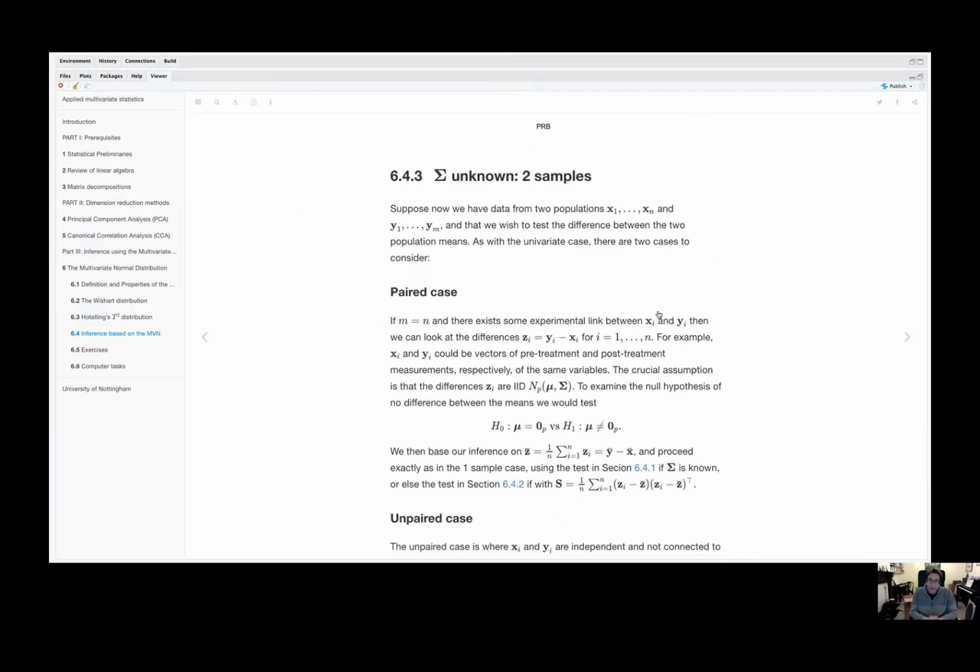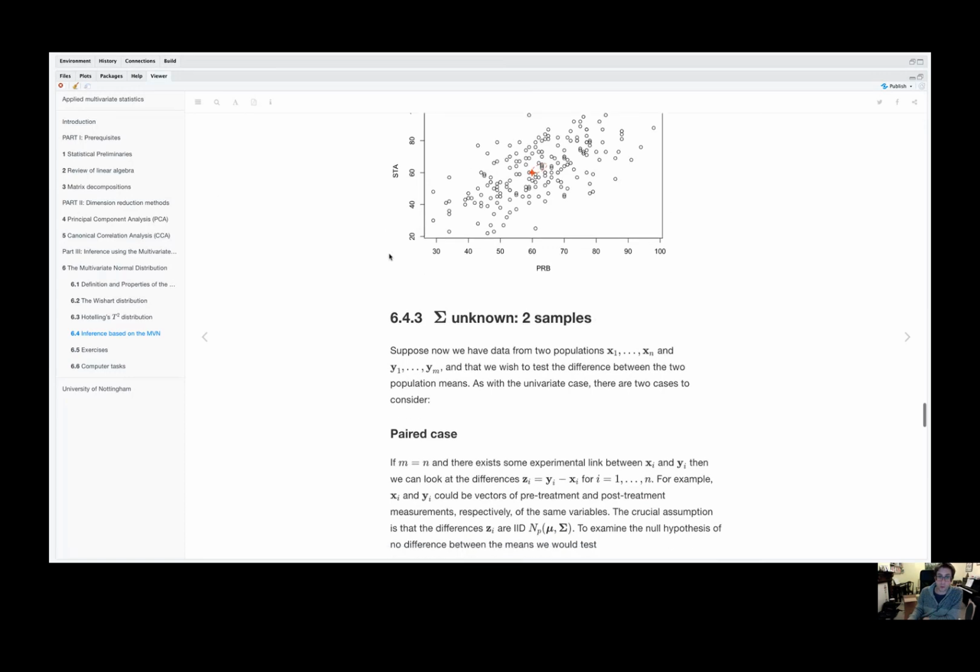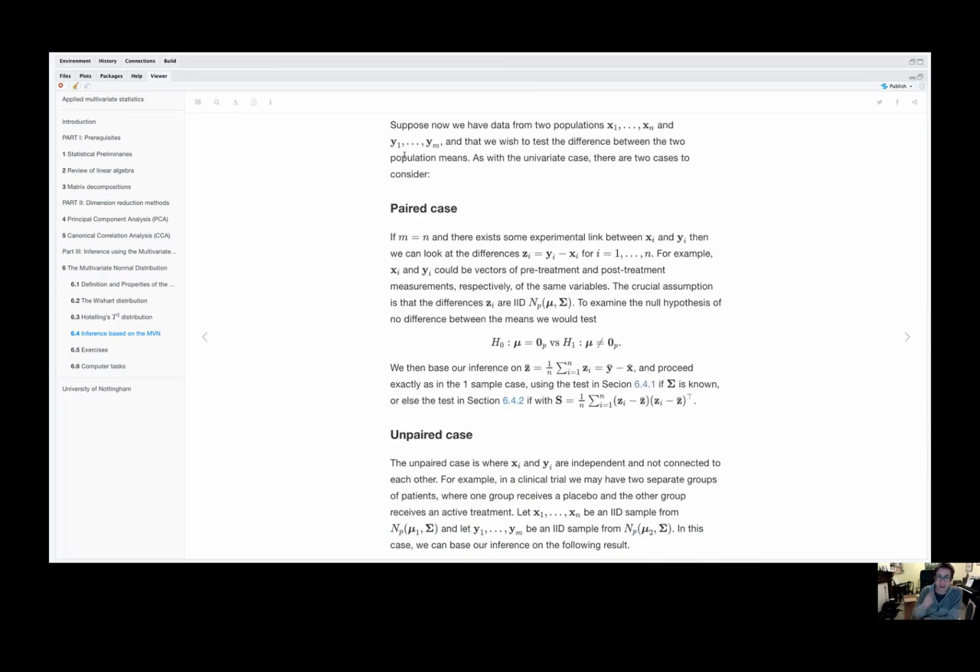So just finally then, let's now suppose that we've got 2 populations. Let's suppose we've got a population of x's, x1 up to xn, and a population of y's, y1 up to yn. And let's suppose we want to test the difference between the 2 populations. In particular, we want to see if the population means are the same.